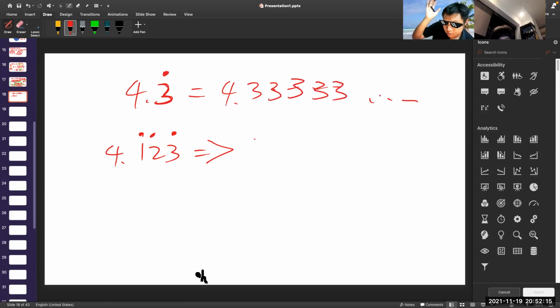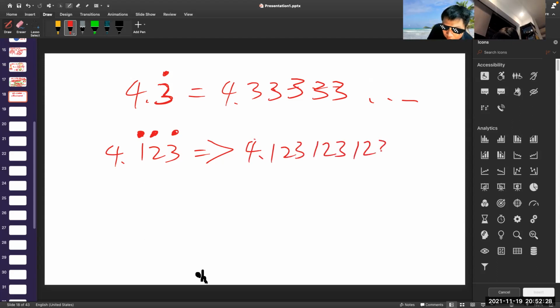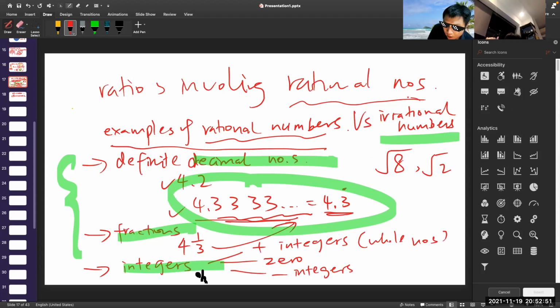So that means the number that has the dot on top, that number will repeat itself. So over here, the 1 will repeat itself, 2 will repeat itself, 3 will repeat itself. So basically you have 4.123, 123, 123, 123, all the way up. So does it make sense to you now? Yeah. This is the meaning of this notation. Okay, it's a very neat notation, right? To represent rational numbers.